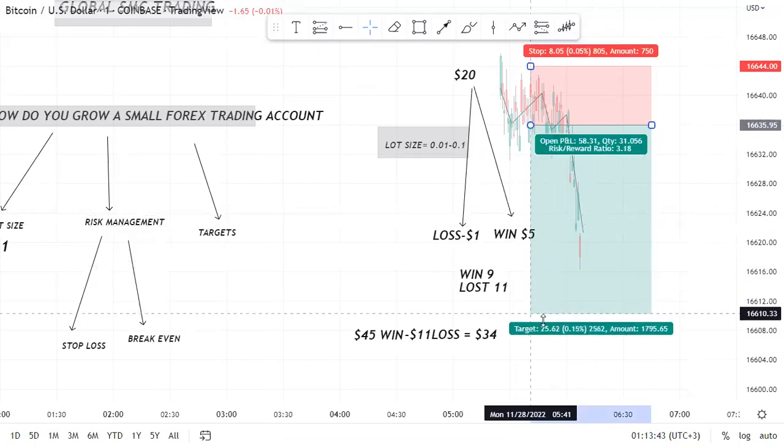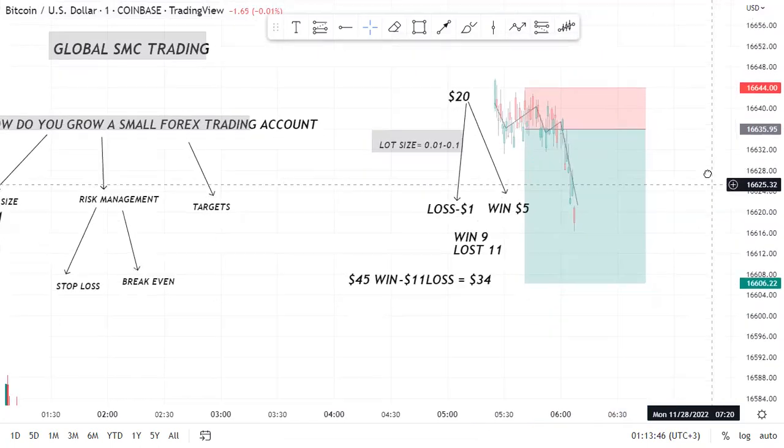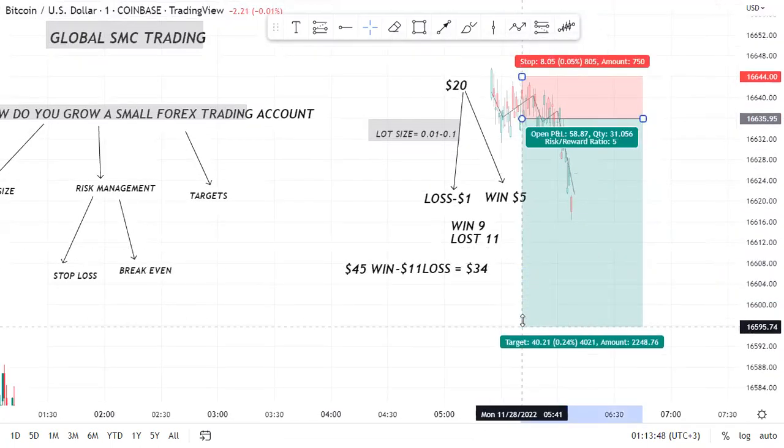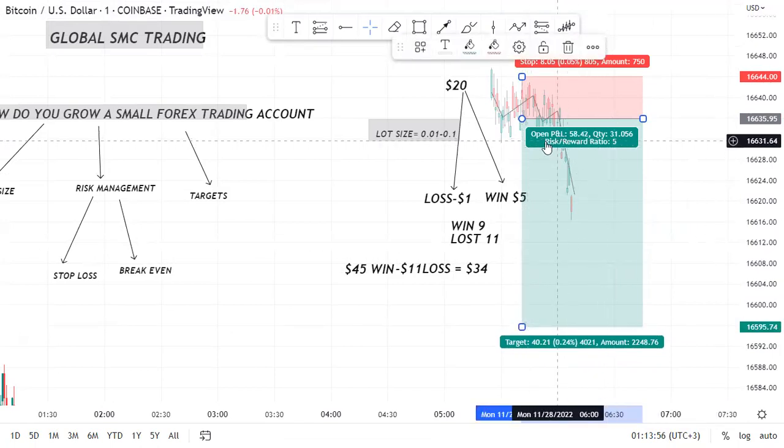You just drag your blue button here until it's returned 5. Let's drag it like here and put exactly. So you are seeing that here the risk to reward ratio is 5.